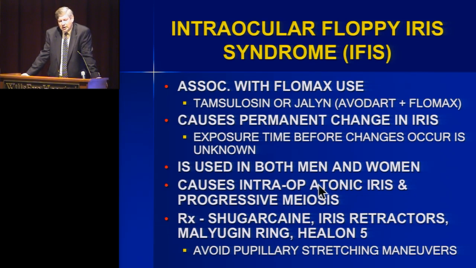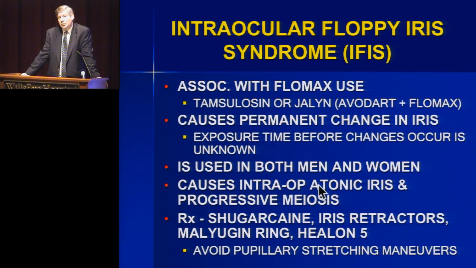The other problem is that there's a medication out there called Jalyn. It's not all that common, but it's actually a combination of Avodart and Flomax. So if you just hear they're on Jalyn, you may think they're not on Flomax, but in fact they are. What does this do? Well, it causes a permanent change in the iris. And why does this happen? Well, there are receptors in the iris that are the same receptors, as it turns out, that are in the prostate. The problem with this story is that you can't predict how many of these alpha receptors are in the iris and how many of them are in the prostate.